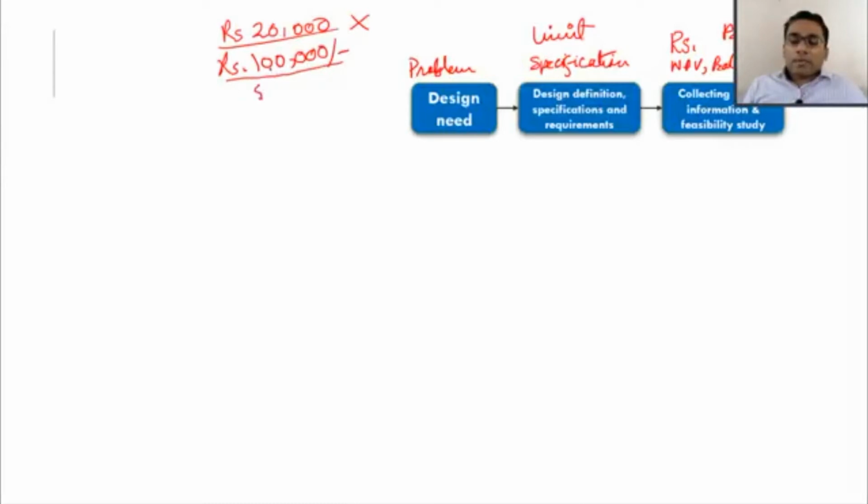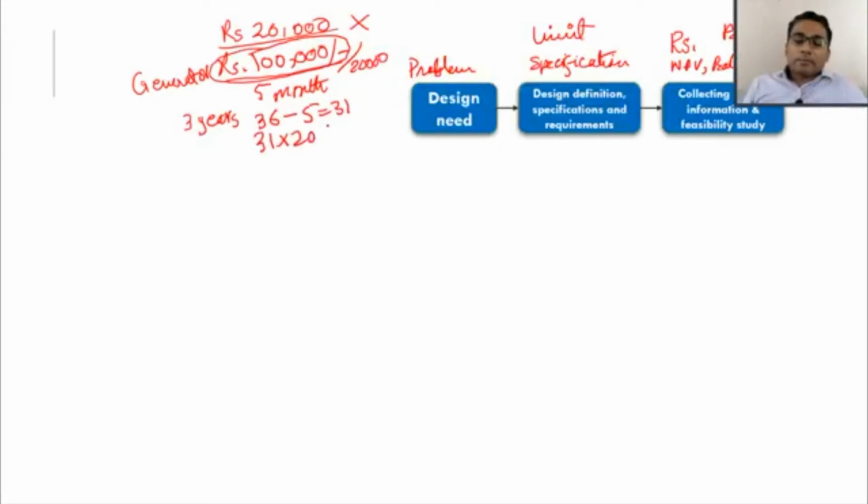Of course, if I divide this by 20,000, it means that in 5 months I'm going to recover the cost of this product. I'm going to recover the cost of this generator, and later on I'm going to save 20,000 each month. For example, the life of the generator is about 3 years. So how much money do I save? If I remove 5 months, it means that out of 36 months I'm going to save 20,000 rupees for 31 months. So this much is the amount which I'm going to save through this project.